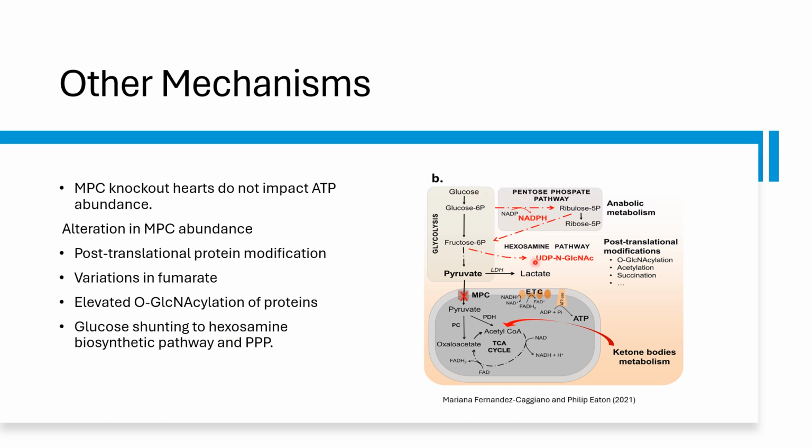As you can see here, this is the picture I have, and that's where the knockout of the MPC, or the alteration of the MPC, is. This is the elevated O-GlcNAcylation, and this is where the NADPH is increased. This is basically an updated version of the original that was shown in, I think it was the pyruvate slide, or no, the MPC slide.